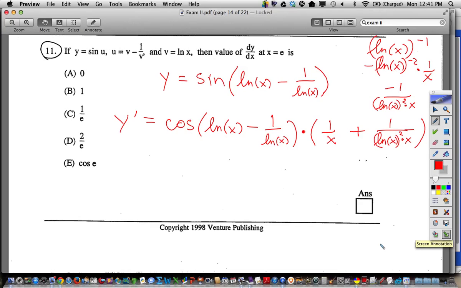Okay, that's nice, times this. So now it's just this. Well, here we get 1 over e. Here we get ln e is 1, 1 squared is 1, times e. That's 1 over e plus 1 over e is 2 over e. 2 over e. So that wasn't too bad, actually, when you do that.